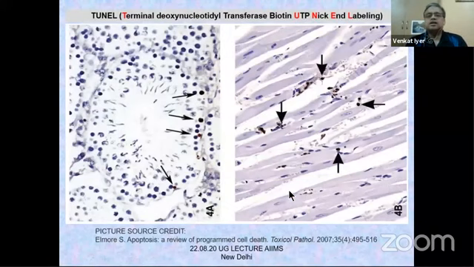There are ways to mark an apoptotic cell. One of them is TUNEL, which is TdT-mediated dUTP nick end labeling. So nick end labeling means that wherever the DNA is nicked, you can label the end using the TdT or terminal deoxynucleotidyl transferase, which is used with a biotin labeled UTP. And you can detect the biotin with a color reaction.